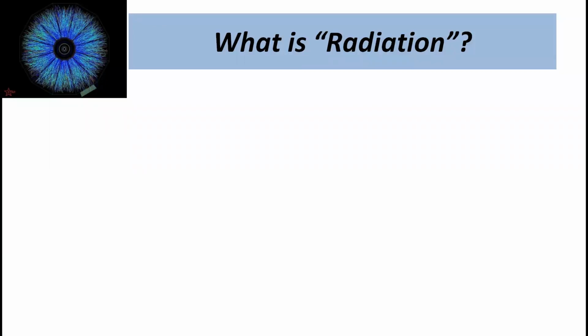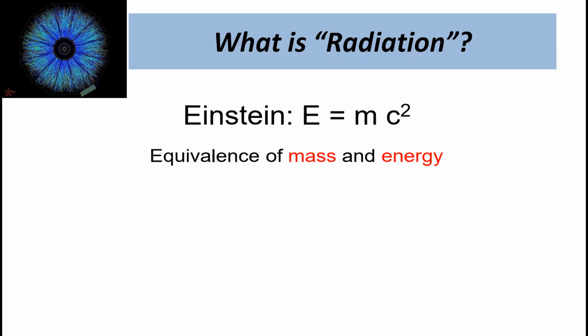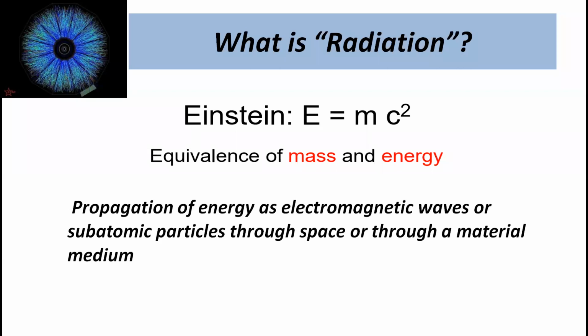What is radiation? Mass and energy are two entities that make up our universe. Just like matter, energy is also capable of moving from one point in space to another through particles or waves. The term radiation is used to describe the propagation of energy as electromagnetic waves or subatomic particles through space or through a material medium. It originates from a source and travels through space until it gets absorbed or annihilated by some material.